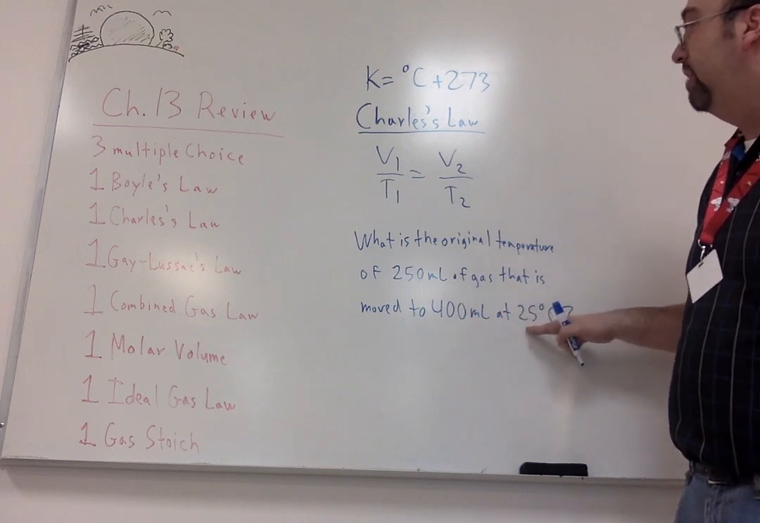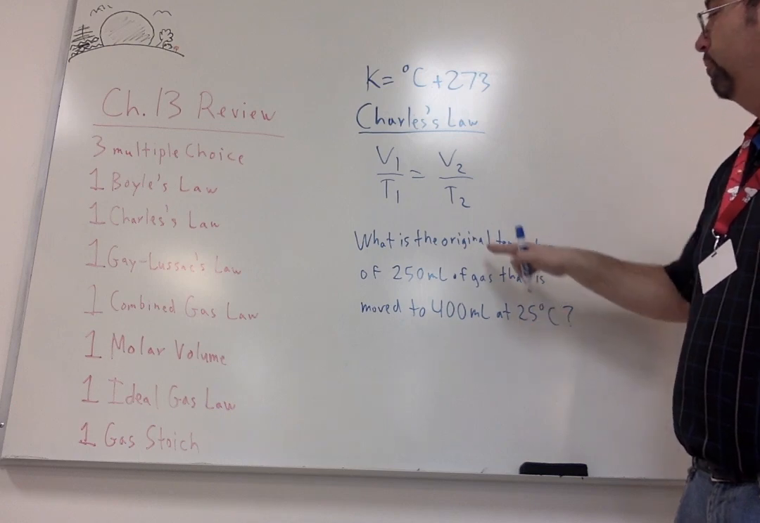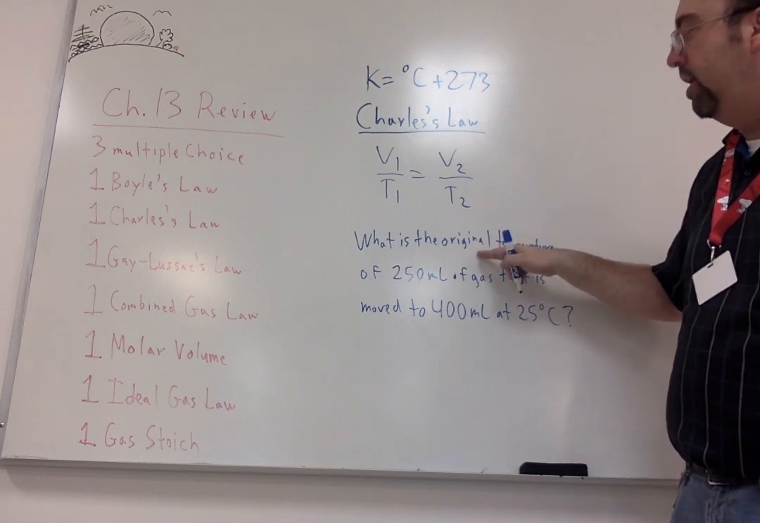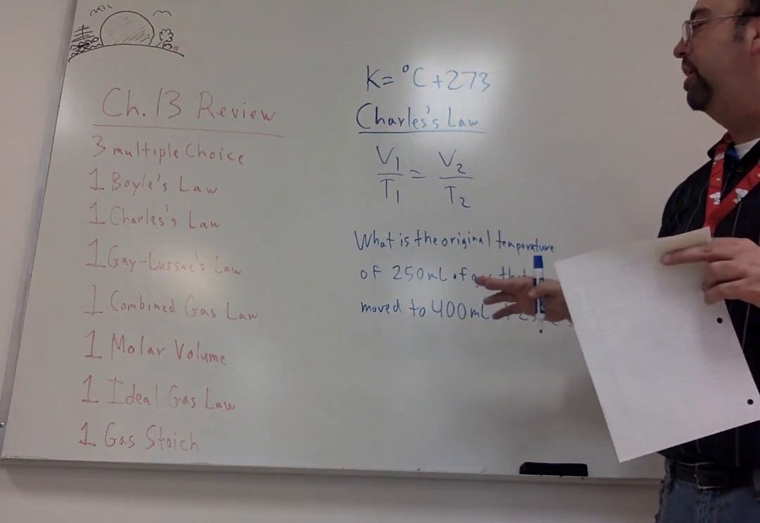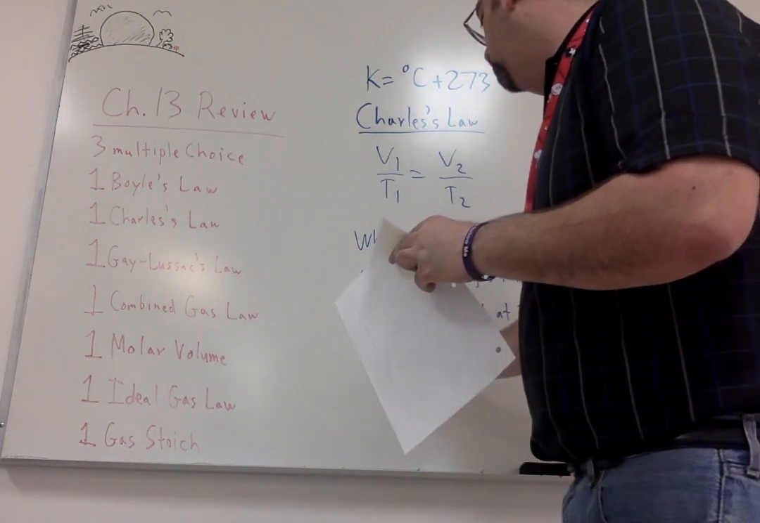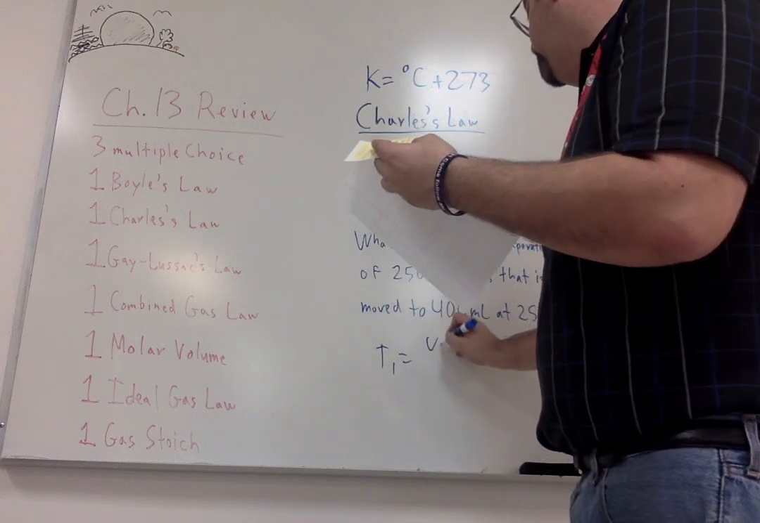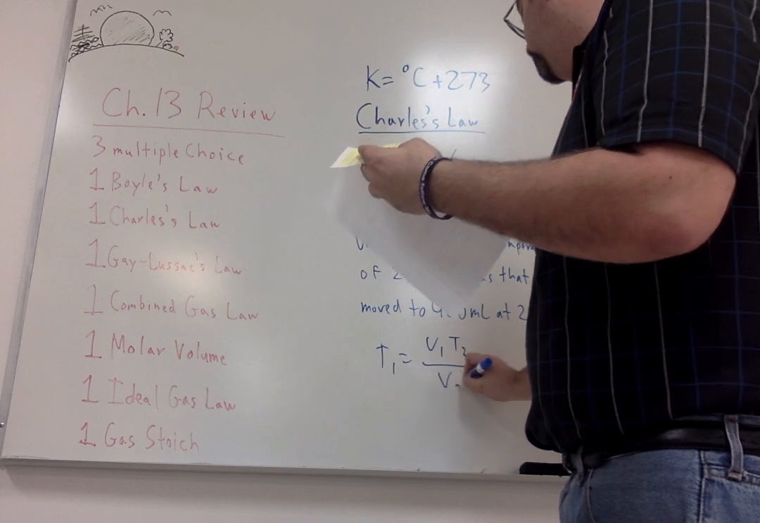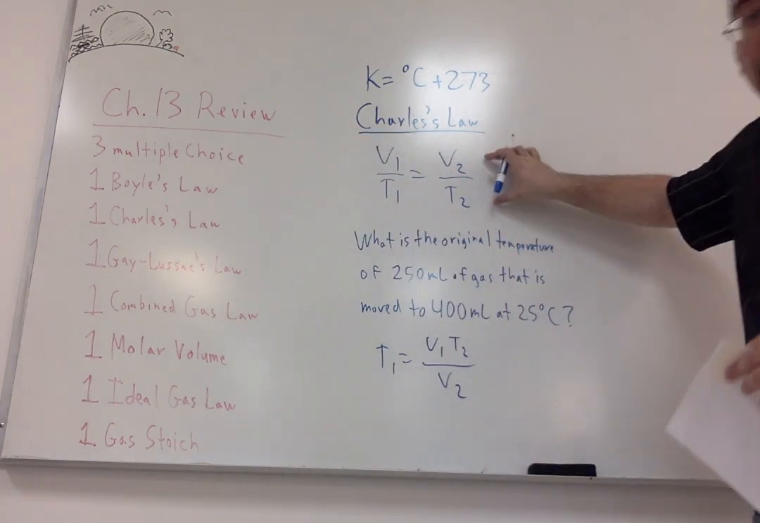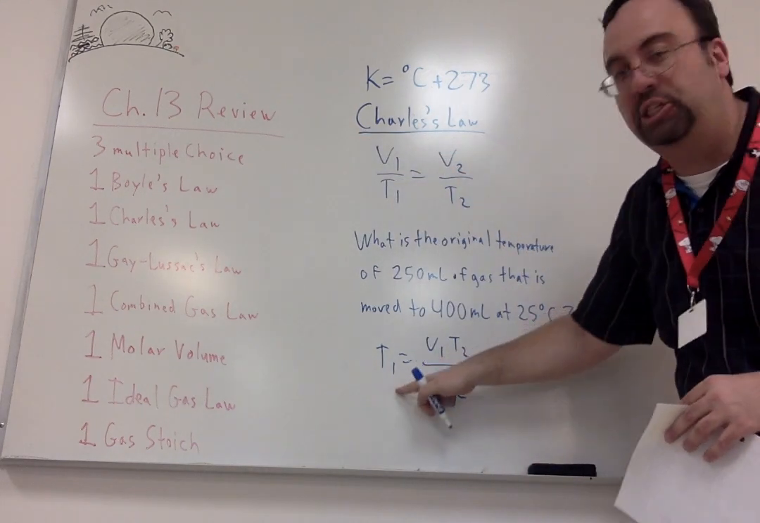So notice that we're looking for the original temperature, which is going to be T1. And so if we're looking for T1, I can rearrange this equation by saying T1 is equal to V1 times T2 over V2. And so I just went ahead, I rearranged this equation to then solve for T1.